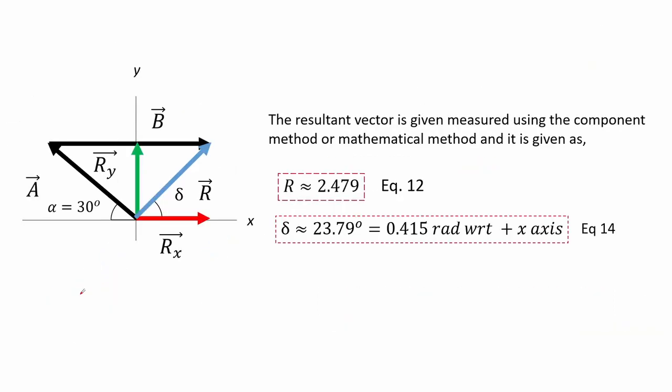The resultant vector is measured using the component method or mathematical method and it is given as equation 12 and equation 14. Comparing this process with the graphical method, I would say that it is far more reliable in terms of reduced error.